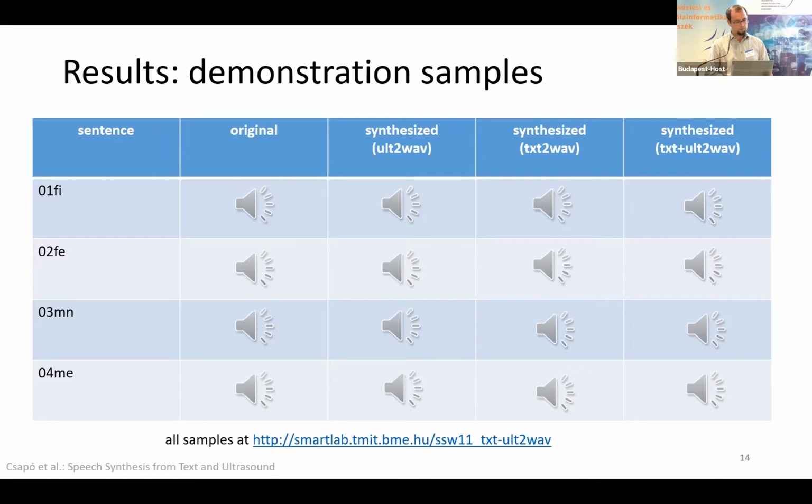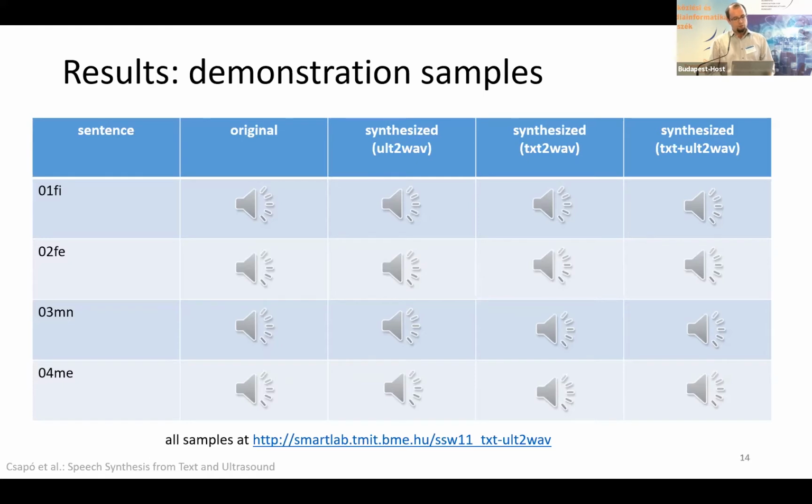Your Captain Nemo, the devil take him, has just made us a very pleasant proposition. This was the original recording. Now, articulatory to acoustic mapping with ultrasound. Your Captain Nemo, the devil take him, has just made us a very pleasant proposition. Text to speech. Your Captain Nemo, the devil take him, has just made us a very pleasant proposition. And now text and ultrasound to speech. Your Captain Nemo, the devil take him, has just made us a very pleasant proposition.